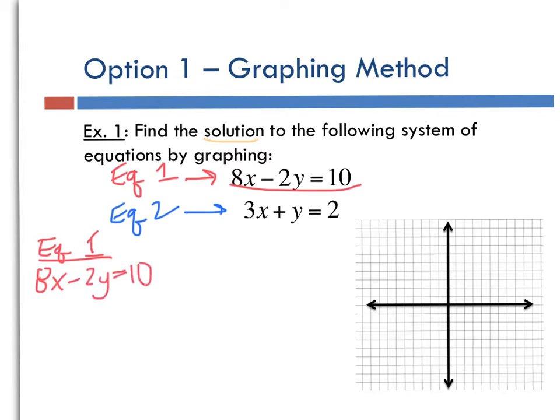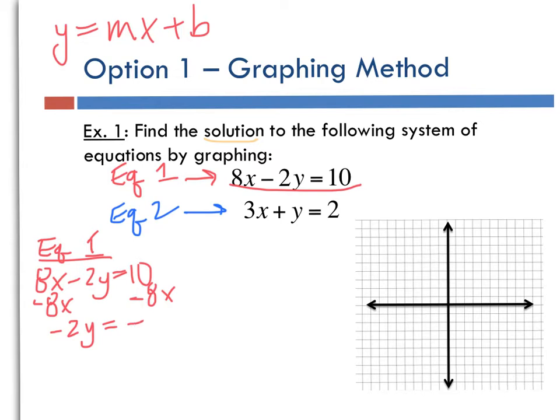And how do you want to graph this? Most people are probably going to use this form, y equals mx plus b. So let's keep it like that. So what do I need to do to get y by itself? Well, I need to move this 8x to the other side. Let me rewrite that. Negative 2y equals negative 8x plus 10.